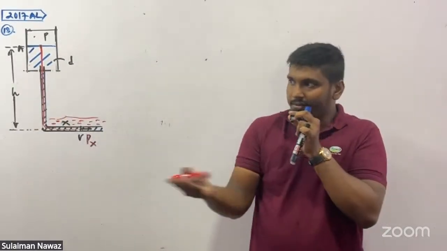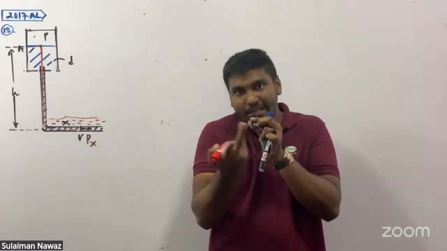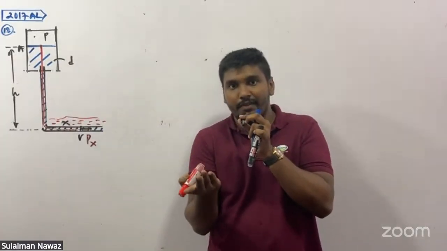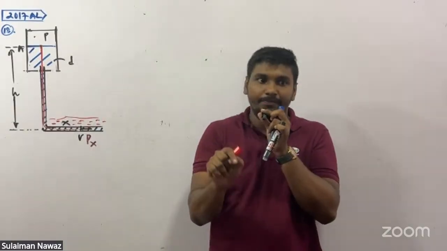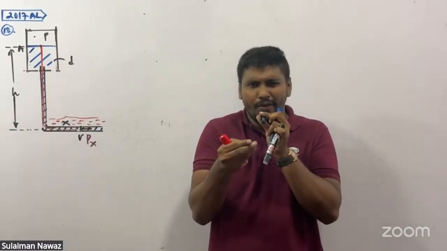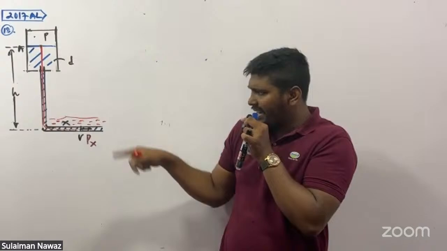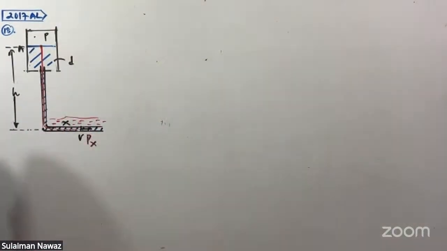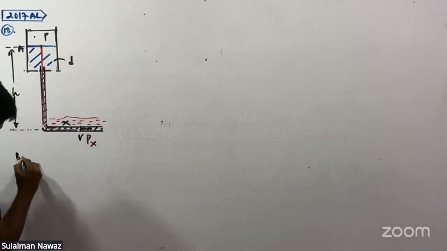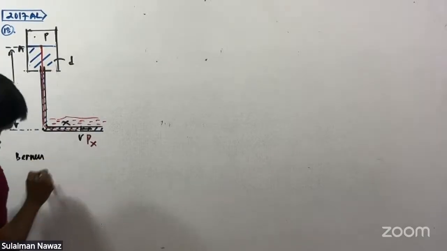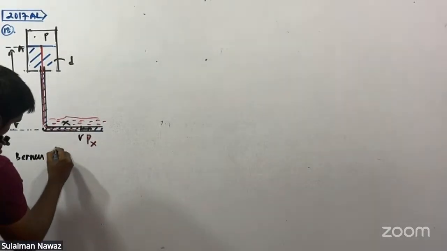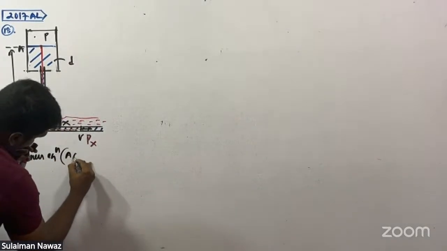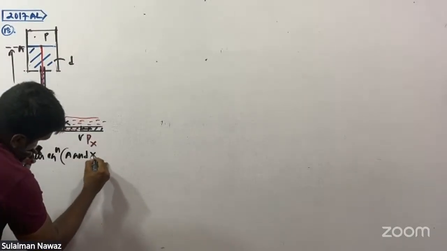Why? Because H terms are not included in any other equation other than Bernoulli's equation. Only H terms are included in Bernoulli's equation. Therefore, I also feel like I want to apply Bernoulli's equation for point capital A and X. So therefore, I'm also applying it. Bernoulli's equation for point capital A and X.